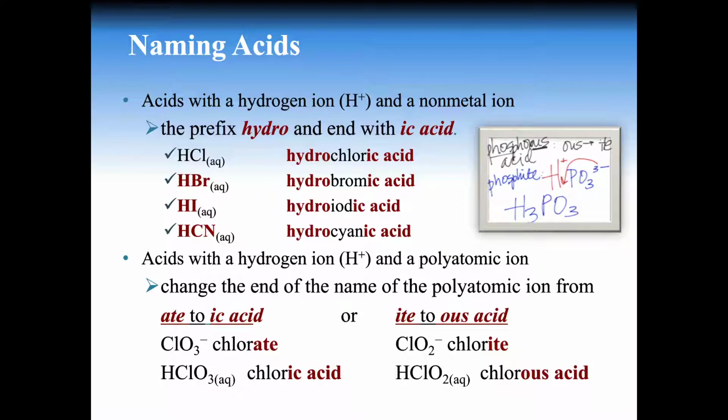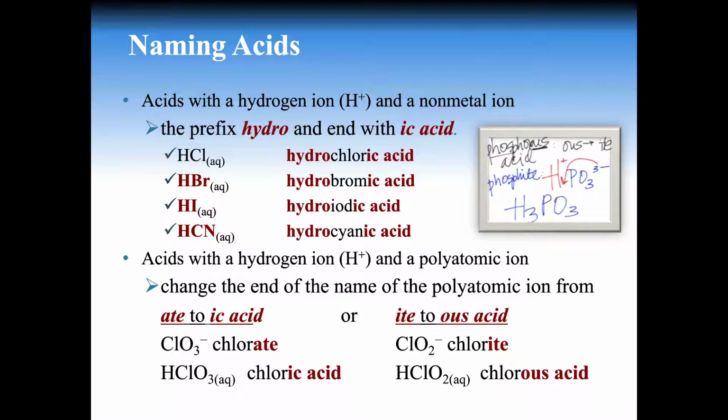Okay, so when we talk about naming acids, I included a good video on this, but just kind of a short go-to. If it doesn't have an oxygen, then we use the prefix hydro. And so you're familiar with a lot of these: hydrochloric acid, hydrobromic acid, hydroiodic, and hydrocyanic acid. Cyanic acid actually breaks down to make cyanide, so you've heard of that as well.